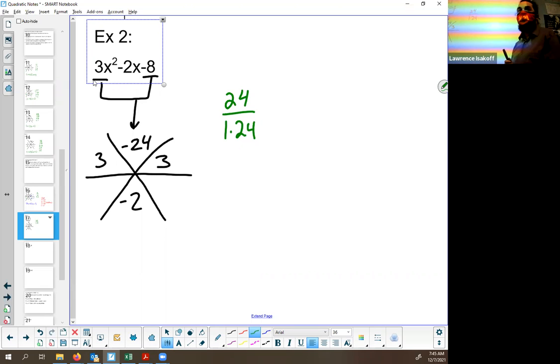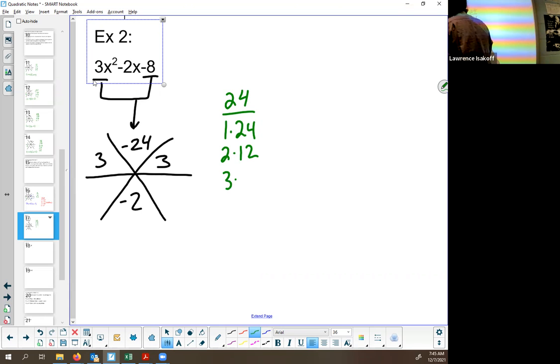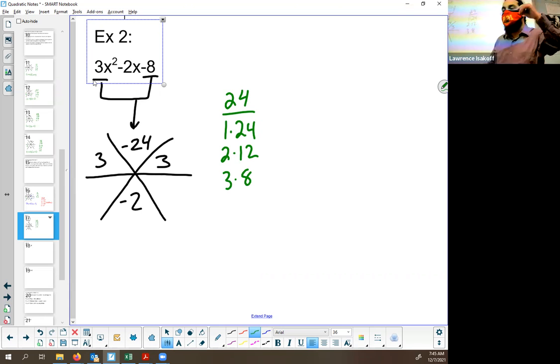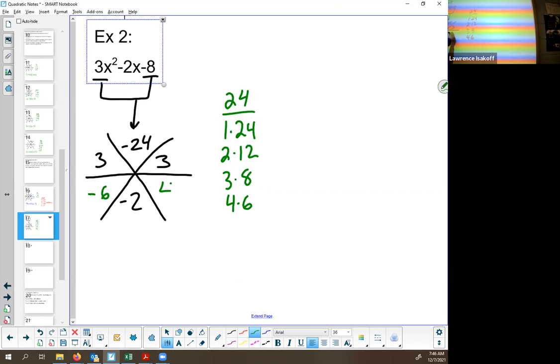What else multiplies to give me 24? 2 and 12? Oh, I know 3 and 8, we just did that, right? What else? 4 times 6. And that is all our combinations. What combination can make that 2 for me? 4 and 6. If it needs to be negative, I make the 6 negative and the 4 positive.